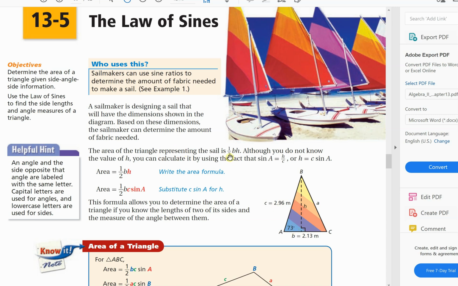So the area of the triangle represented by the sail, remember, area of a triangle is 1/2 base times height. We don't really know the height. We could probably figure it out. Although you don't know the value of h, you can calculate it by using the fact that the sine of A is really h over c, or h equals c times the sine of A. So basically the area ends up being 1/2 the base times c sine of A. So if h equals c sine of A, we get this.